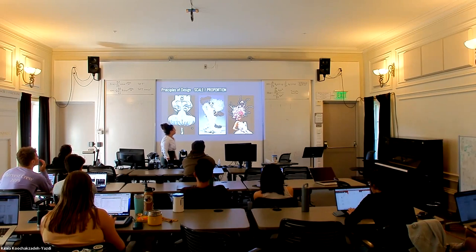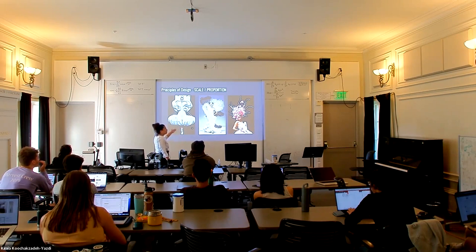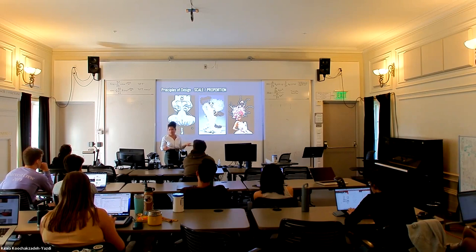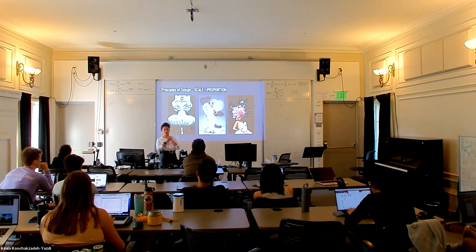Scale and proportion: the size relative to each other, the size of everything and the shape of everything. This is the thing that creates balance, it can create contrast, can create emphasis. So all of these are combined together. One might not be separate from another, and you can use everything to design something.